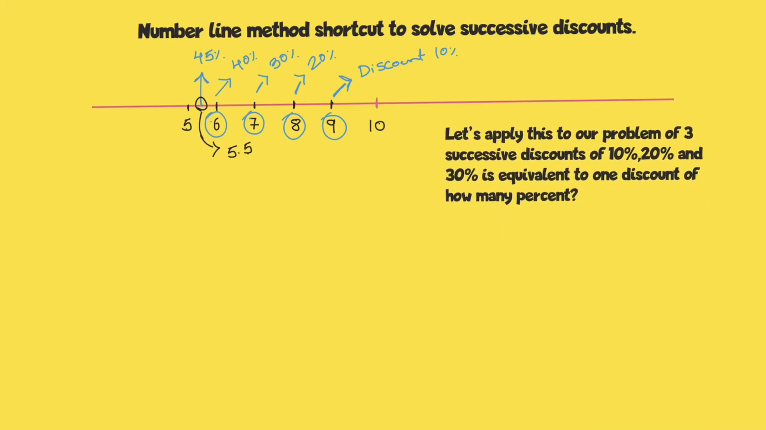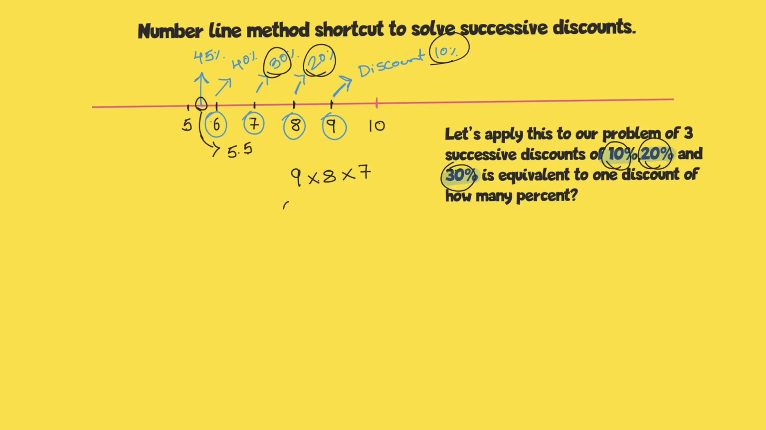Now let's apply this to the earlier problem that we have seen. I told you about the 3 successive discounts. 10%, 20%, and 30% is equivalent to one discount of how many percent? Now how will I solve this by number line in just 10 seconds? Remember, 10% discount, what will you write from the number line? 9, I wrote it. 20% discount, what will I write? 8, written. 30% discount, what will I write? For 30% it represents 7, so write it here.